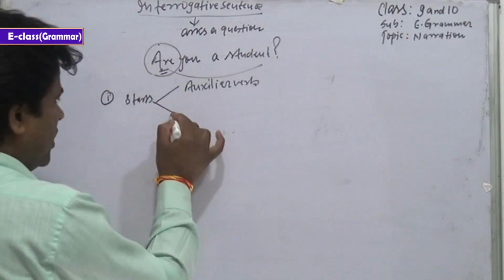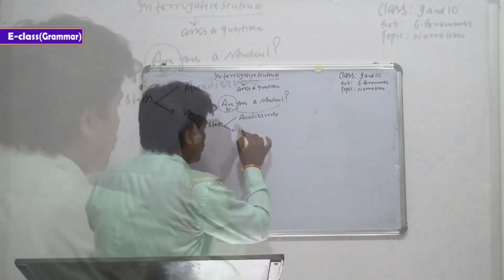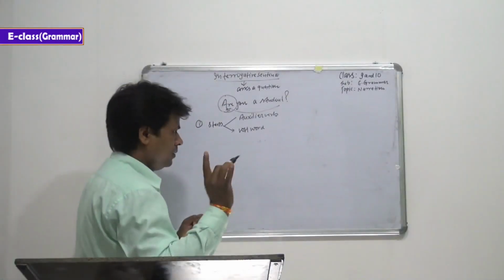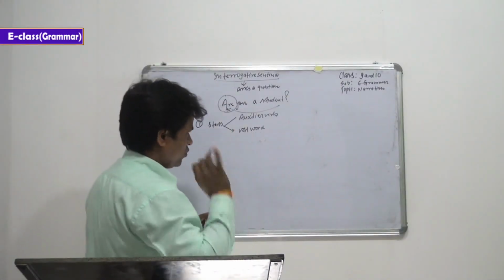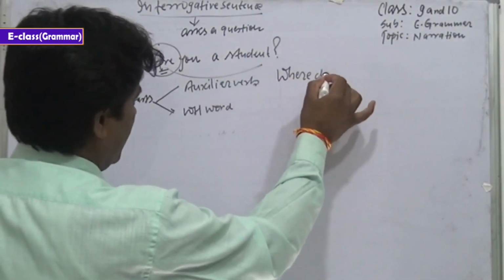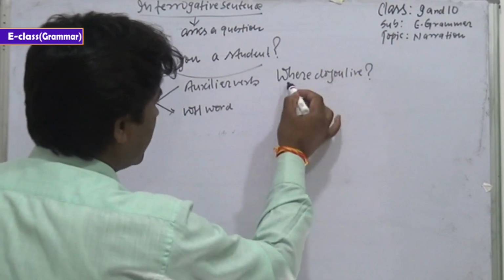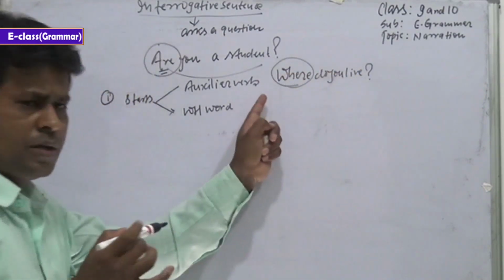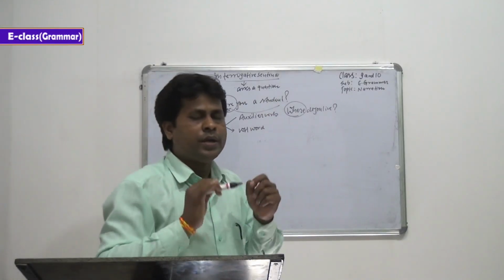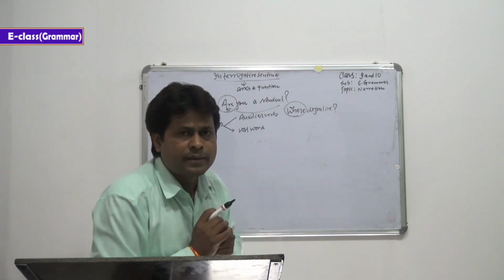Second, it may start with a WH word also. Let's see one example of WH word. Where do you live? See here. It has started with a WH word. WH word means here what, when, where, how much, how many, etc.